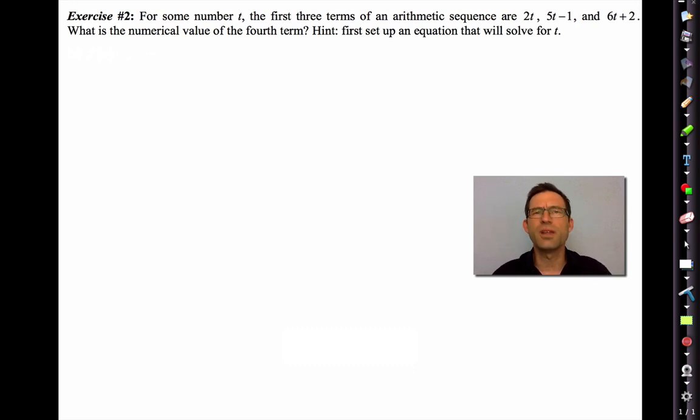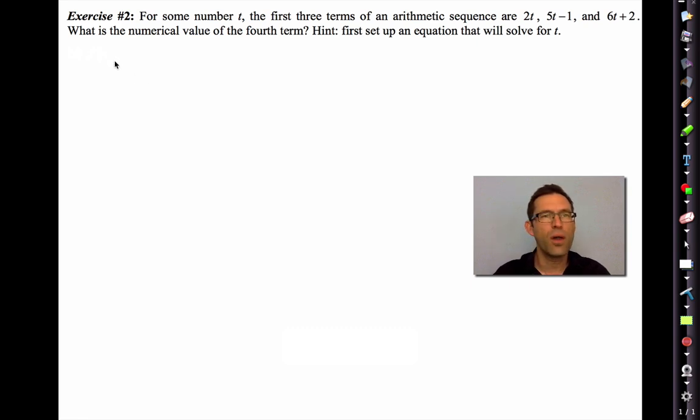For some number t, the first three terms of an arithmetic sequence are 2t, 5t minus 1, and 6t plus 2. What is the numerical value of the fourth term? Hint: set up an equation that will solve for t.